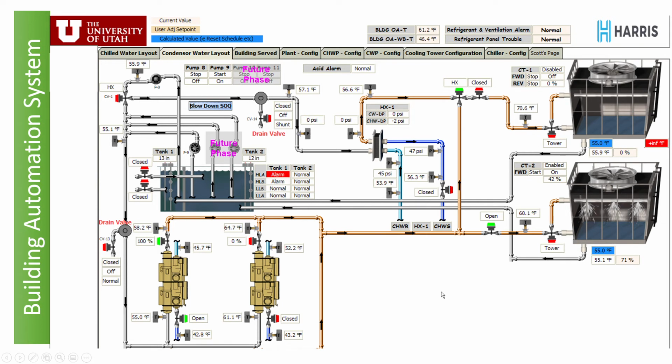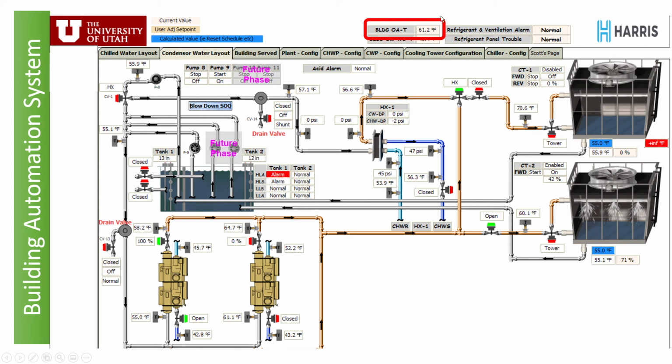So again, this is the building automation system. It shows all the information that's coming in and the commands that are going out to control the equipment. So that's condenser water side. Oh, and here's our outside air sensor. Yes, there is outside air, and yes, the outside air also has a temperature of 61.2 degrees.